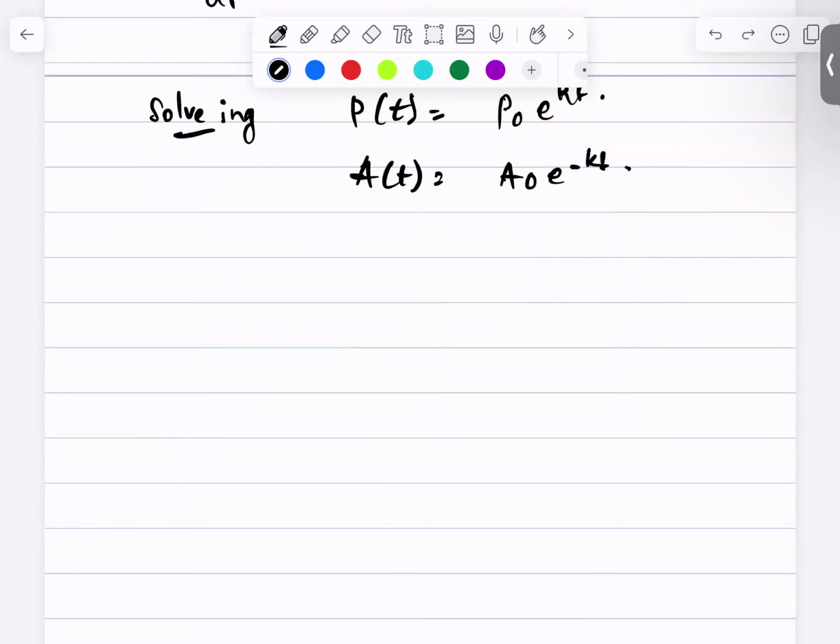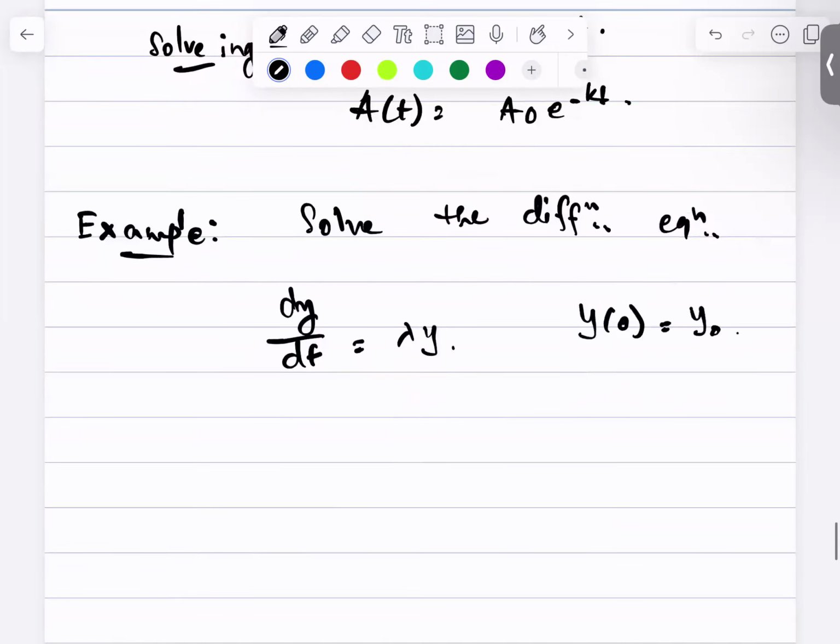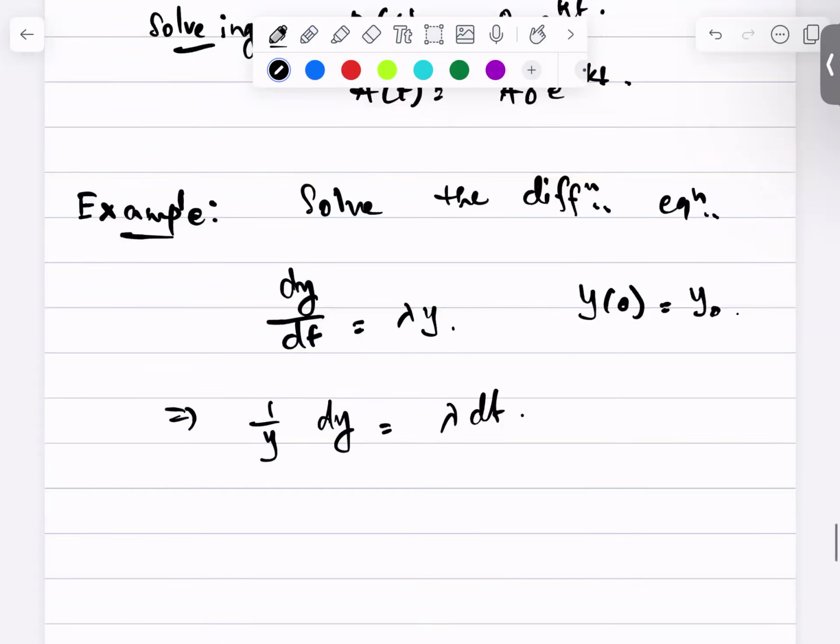Say my example is something like this. Solve the differential equation dy/dt is lambda y, where y at 0 is y naught. At the initial time, my y is just y naught. So this is also a separable type of differential equation. So I can write y on one side and the t part on the other side.